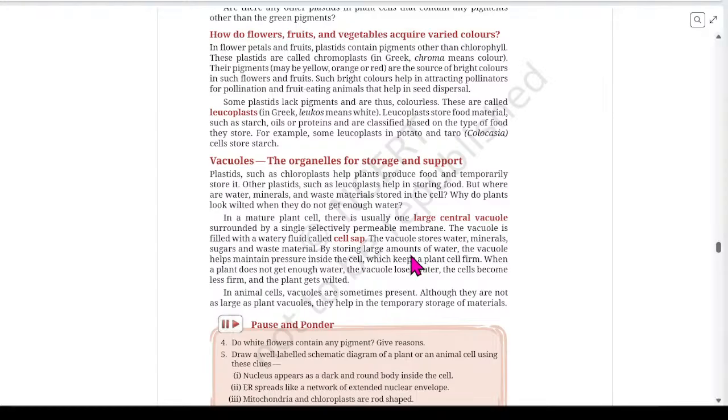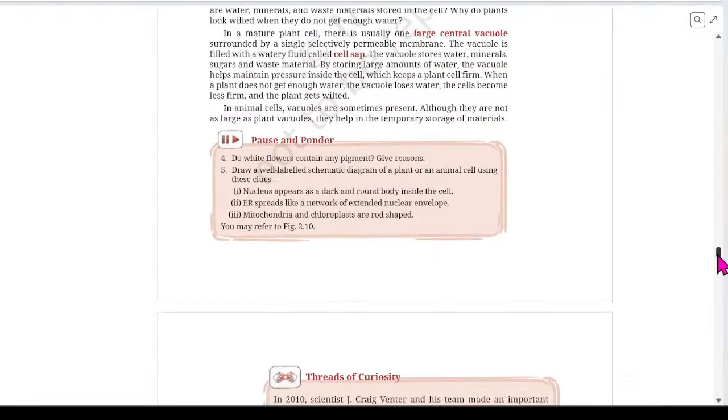By storing large amount of water, the vacuole helps maintain the pressure inside the cell, which keeps a plant cell firm. When a plant does not get enough water, the vacuole loses water and the cell becomes less firm and the plant gets wilted. In animal cells, vacuoles are sometimes present. Although they are not as large as plant vacuoles, they help in temporary storage of the materials.